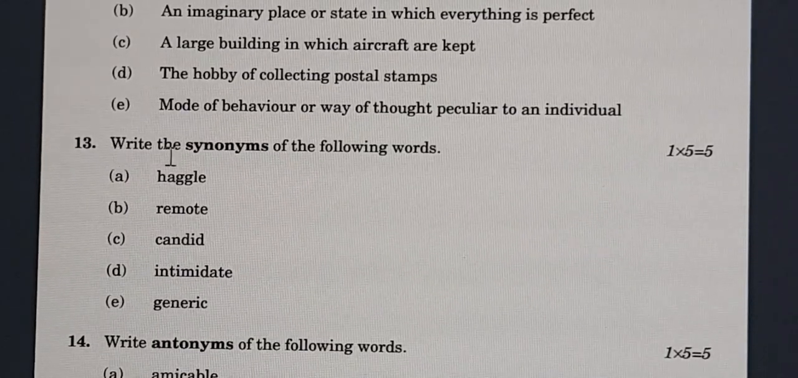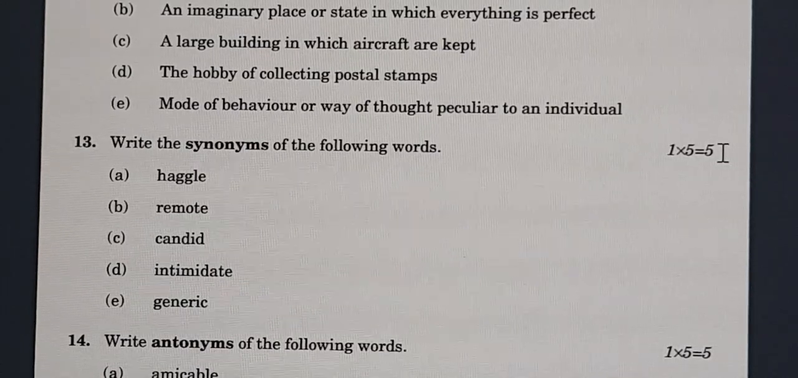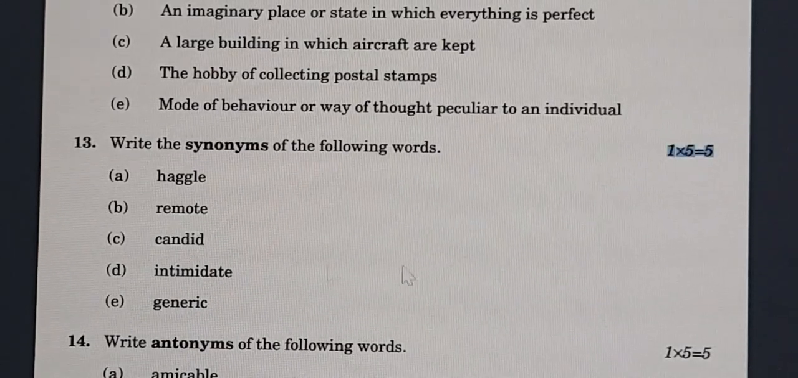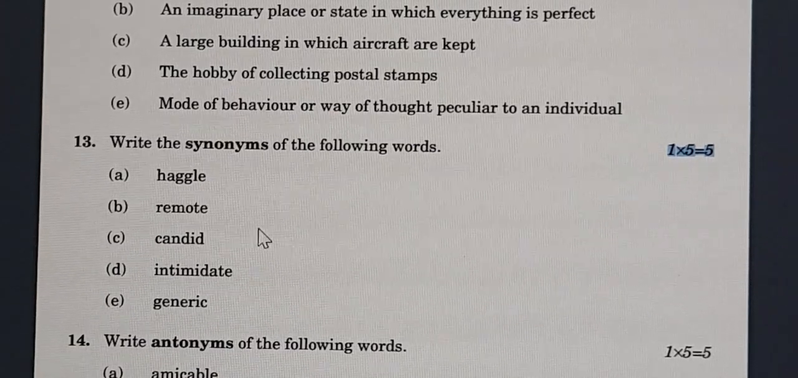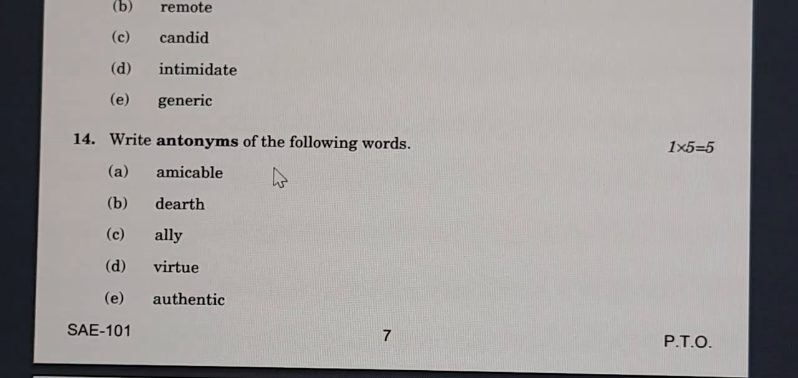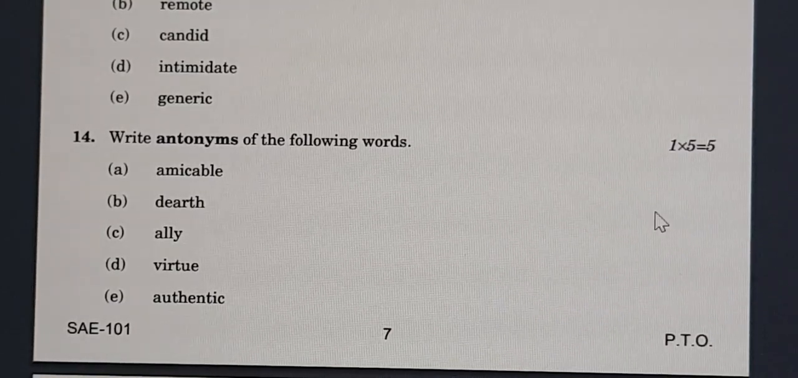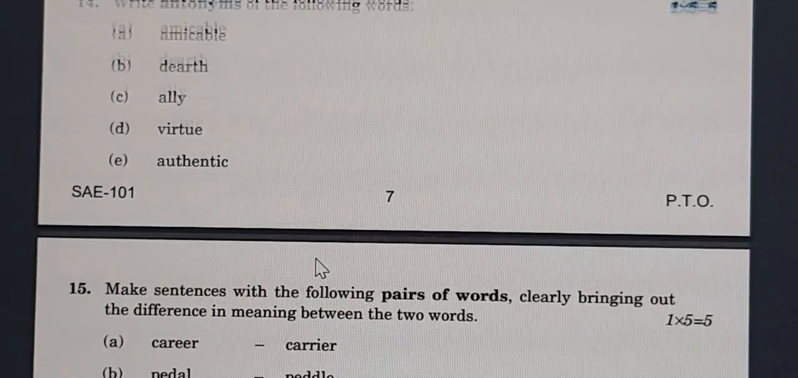Next 13th is write the synonyms of the words. Haggle. So this topic carries 5 points and 5 questions will be asked and you need to write the meaning of each word given. 14th section is write antonyms. So the opposite words. That is also carrying 5 points. 5 questions will be asked.